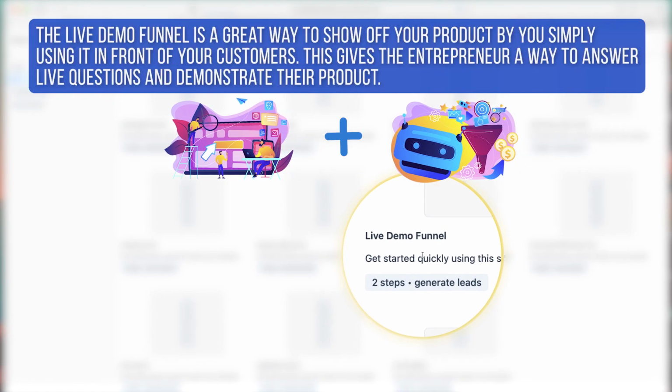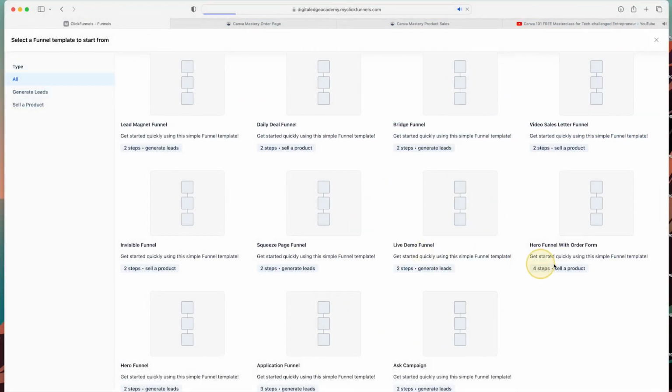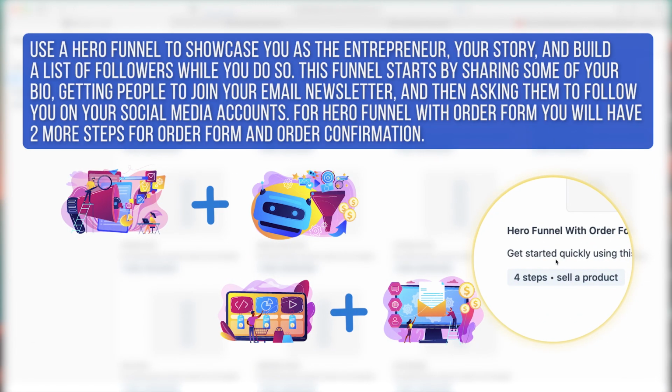Live demo funnel is also to generate leads. It is a great way to show off your product by simply using it in front of your customers. This gives the entrepreneur a way to answer live questions and demonstrate their product. Use a hero funnel to showcase yourself as an entrepreneur, your story, and build a list of followers while you do so. This funnel starts by sharing some of your bio, getting people to join your email newsletter, and then asking them to follow you on your social media accounts.